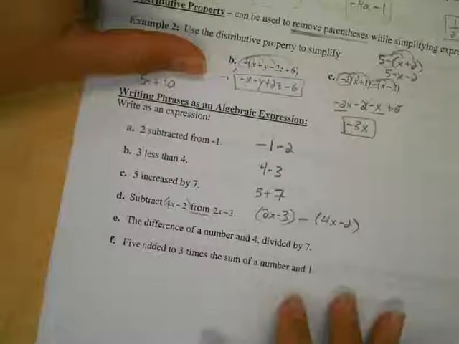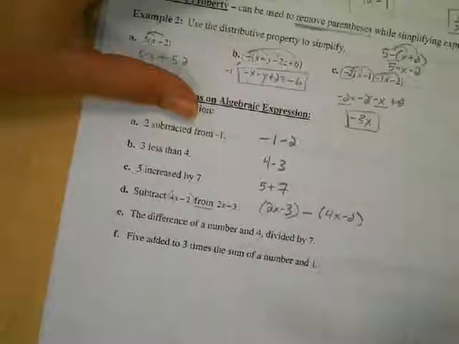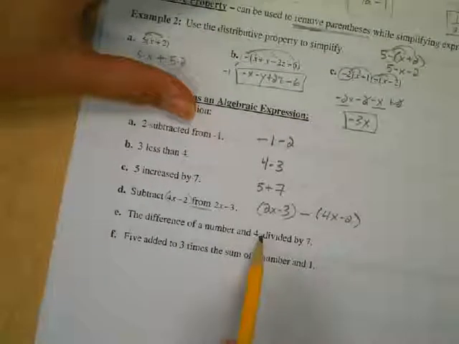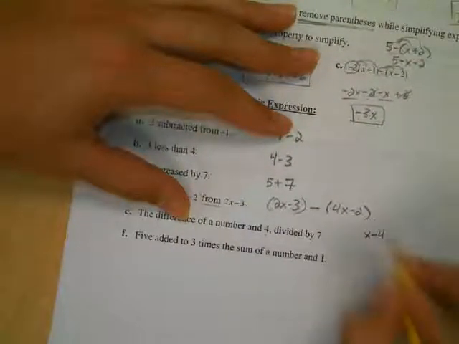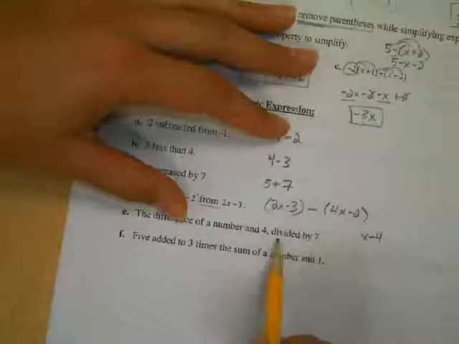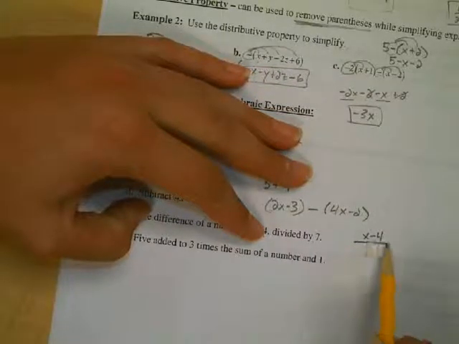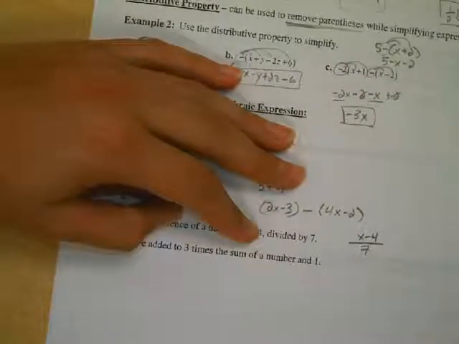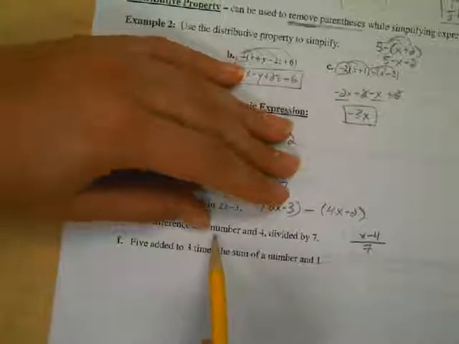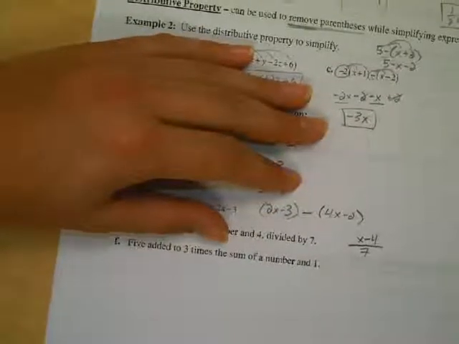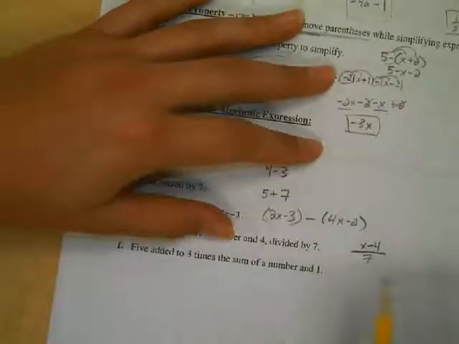So be careful there. All right, so the difference of a number and 4, comma, divided by 7. I made a point about the comma, because remember in the last unit, that ends that statement. So the difference of a number and 4. Divided by 7. So that was the end of that thought. So when they say divided by 7, they mean the whole thing divided by 7. Not just the 4. If they wanted it to just be the 4, they wouldn't have put a comma there. They would say the difference of a number and 4 divided by 7 without the comma. They wanted the difference of a number and 4 divided by 7. So you have to be very careful there.